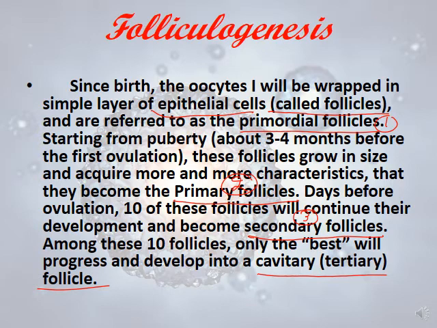Anything genesis is related to production. So follicular genesis is the generation, the production, or let's say the manufacturing of the follicles. So first we have primordial follicles. About 3 to 4 months before the first ovulation, these grow in size and acquire more characteristics. They become the primary. Then 10 of these follicles will continue their development and become secondary, and the best will develop to be the tertiary and the cavitary one.